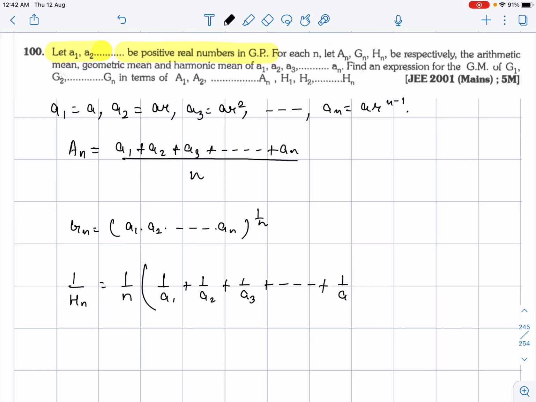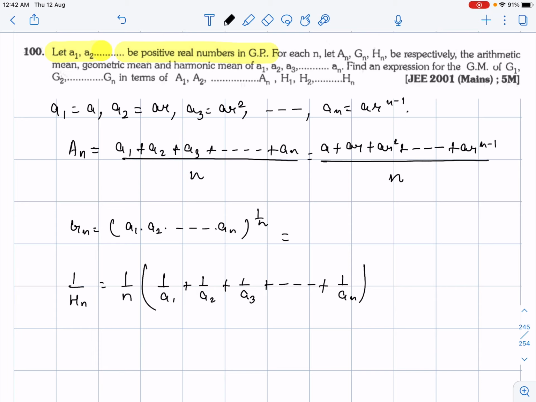As soon as we get the values of An, Gn and Hn, we will get the relationship between all of them. Then we will solve for G1, G2, G3 and so on up to Gn, in terms of A1 to An and H1 to Hn. So we substitute the values: a1 becomes a, then ar, then ar squared, and so on up to ar to the power n minus 1, divided by n.